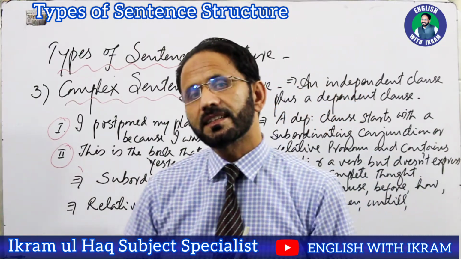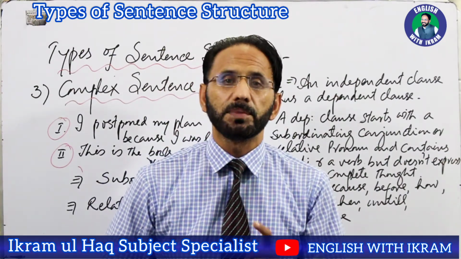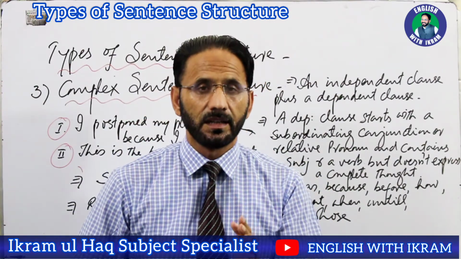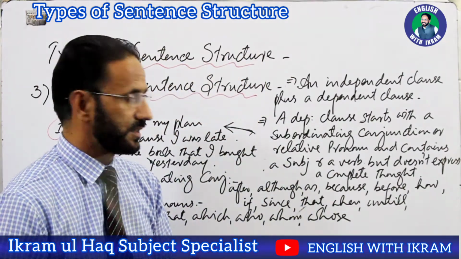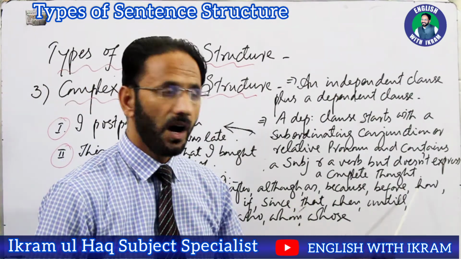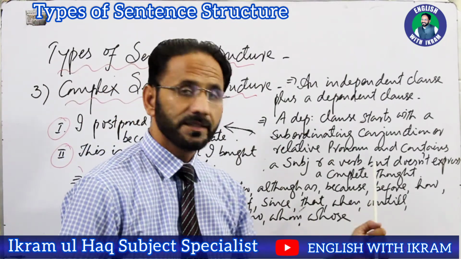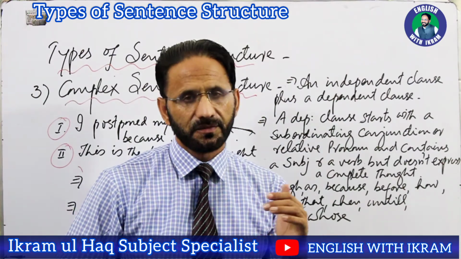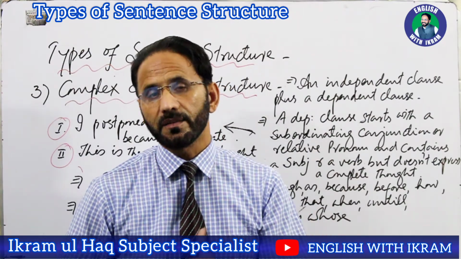So the complex sentence structure is the combination of, it consists of, an independent clause plus a dependent clause. And a dependent clause normally starts with subordinating conjunctions or with a relative pronoun. Here are some subordinating conjunctions: after, although, as, because, before, how, if, since, that, until, when. These are some subordinating conjunctions. Watch my video about conjunctions for a clear concept of the kinds of conjunctions and subordinating and coordinating conjunctions.